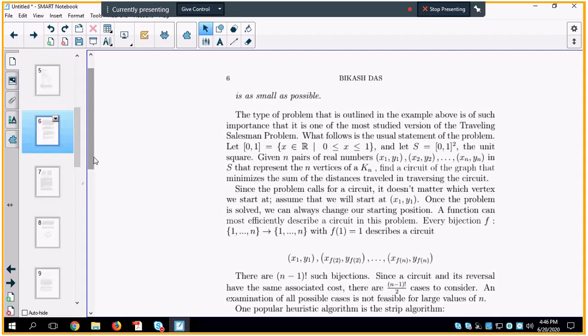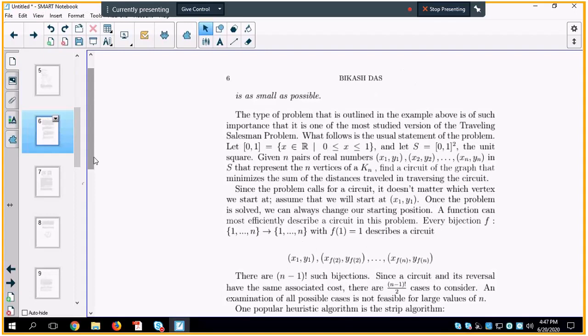That type of situation is of such importance in industry that this is one of the most studied versions of the traveling salesman problem. It is essentially the traveling salesman problem, except in that scenario, we had a robot arm that needed to move to different locations for welding, right? Okay, so what follows is the usual statement of the traveling salesman problem.